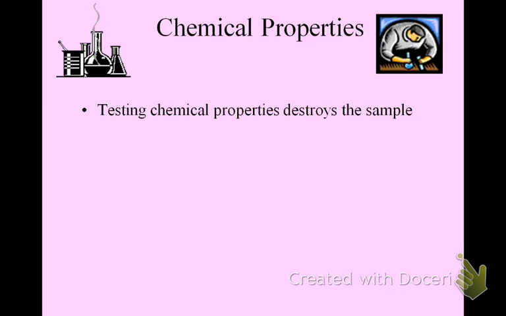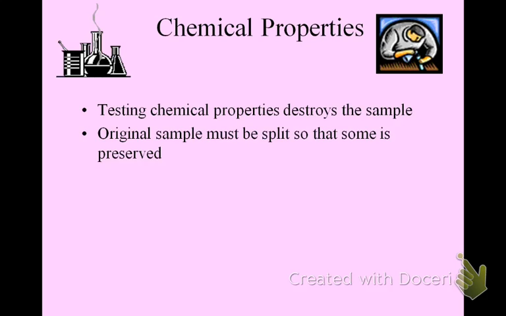It's a little difficult with chemical properties because testing chemical properties, whether it can burn, if it burns, then it's destroyed. So is it combustible? Is it able to be corroded? We add acid to it and it destroys it, then it's gone. So you have to split the original sample so that you have some left over.